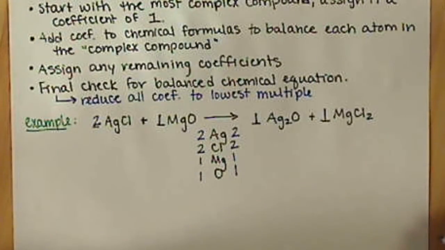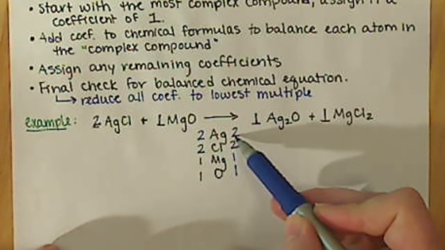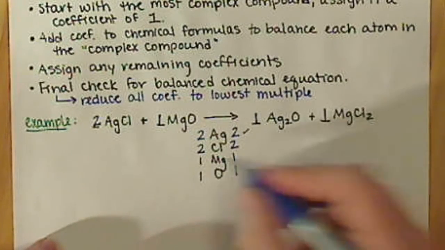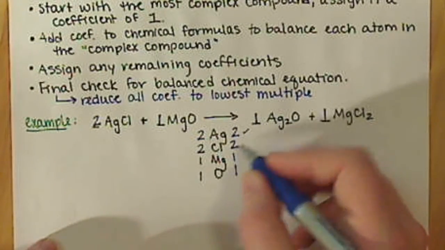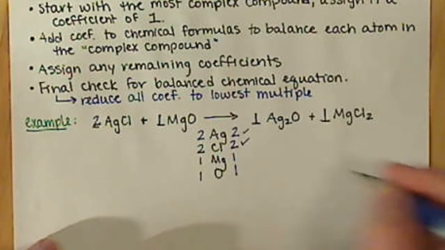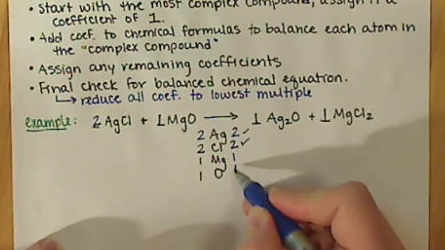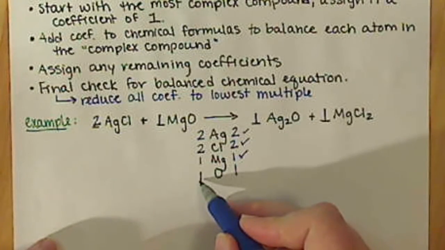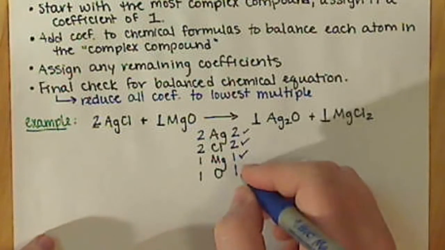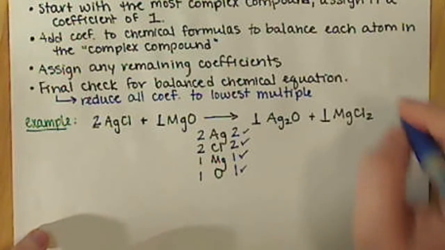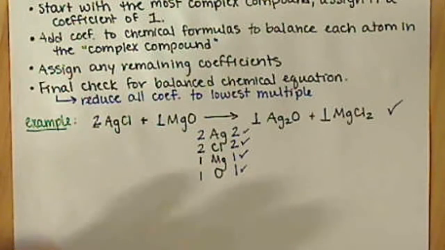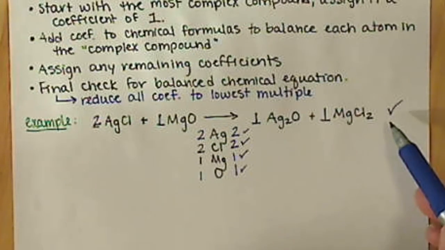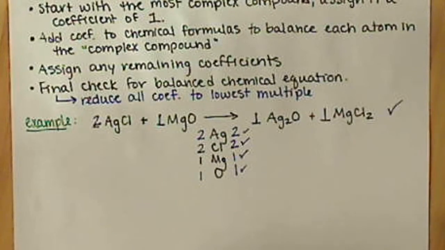Now I just go and make sure that I have the same numbers on each side. So I have 2 silvers that I start with, 2 silvers that I end up with. 2 chlorines that I start with, 2 chlorines that I end up with. 1 magnesium I start with, 1 magnesium I end up with. 1 oxygen I start with, 1 oxygen that I end up with. So this is a balanced chemical equation. Usually I've just gotten the habit of putting a check mark when I know that they're balanced.